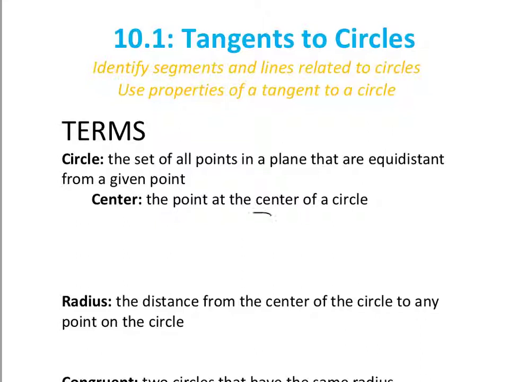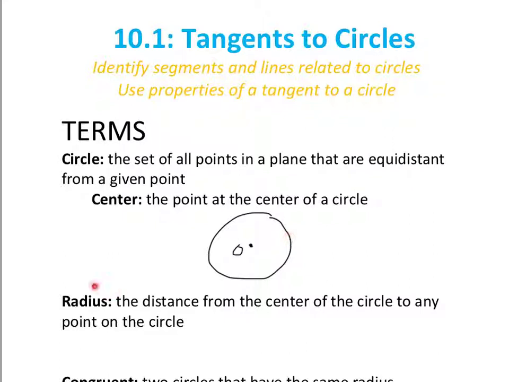So a circle, the definition of a circle is the set of all points that are equidistant from a certain point. That one point is called the center. The center of this circle is O. A circle is created by finding all the possible points that are the same distance away from that center point, right? And we know that distance is called the radius.